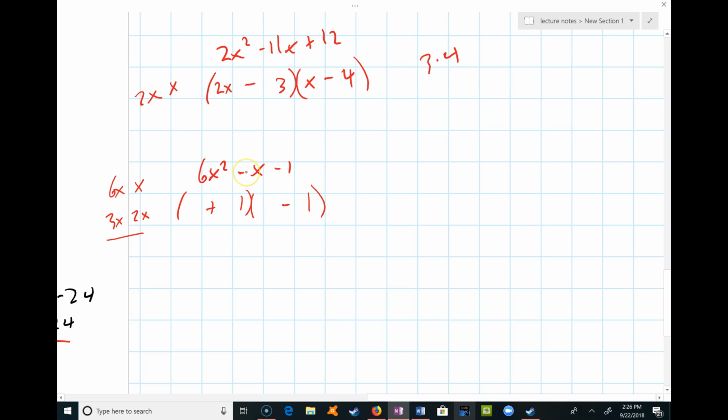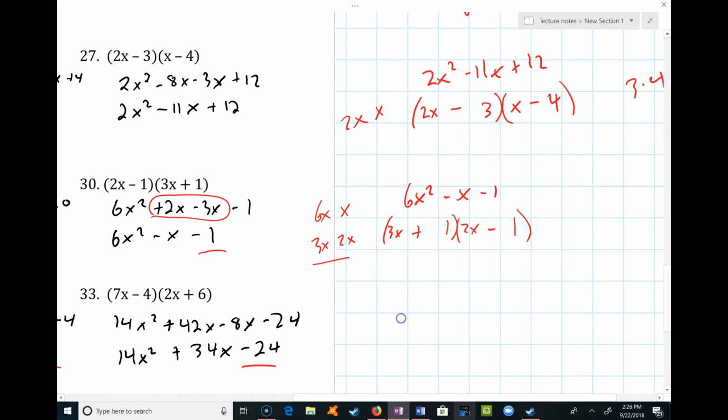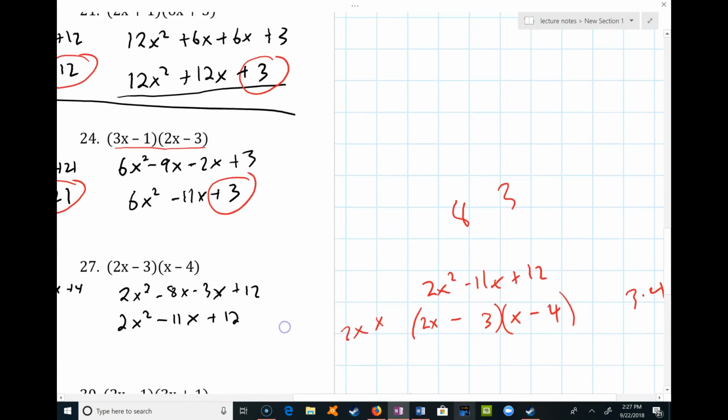And notice that the middle term is negative, so I want the bigger term to be negative. So I'm going to put the 3x here. That'll be negative. And the 2x there, that'll be positive. And sure enough, that's right, isn't it? 3x plus 1, 2x. Now notice that this is in a different order than that, which of course is perfectly okay, because the commutative property of multiplication says if I multiply this times that, it's the same thing as multiplying that times this.